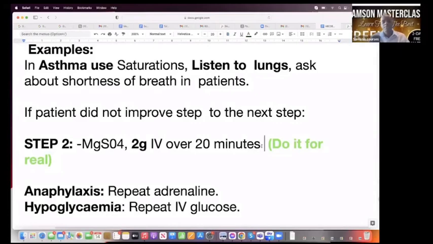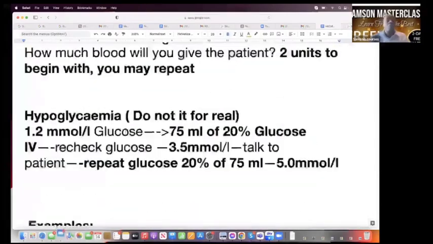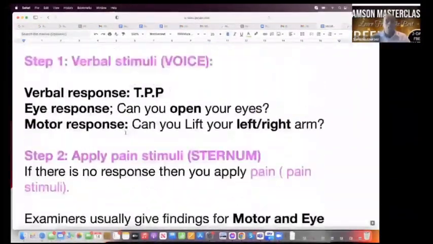Then they may tell you, Dr. Azumu is done. Okay. If it's anaphylaxis, what did you do at C? You gave adrenaline. Has the blood pressure improved? No. You can repeat adrenaline. If it's hypoglycemia, you have given glucose, it's still low. You can repeat IV glucose. So our purpose in here is to reassess and take necessary action.